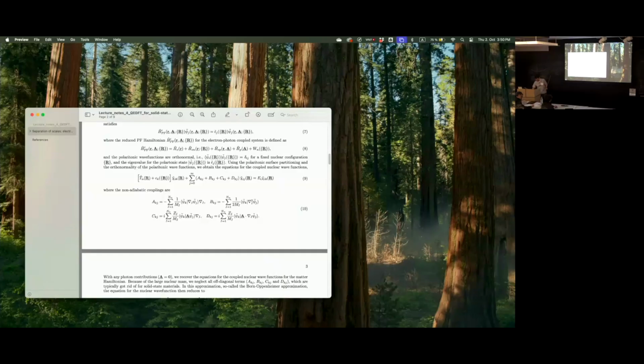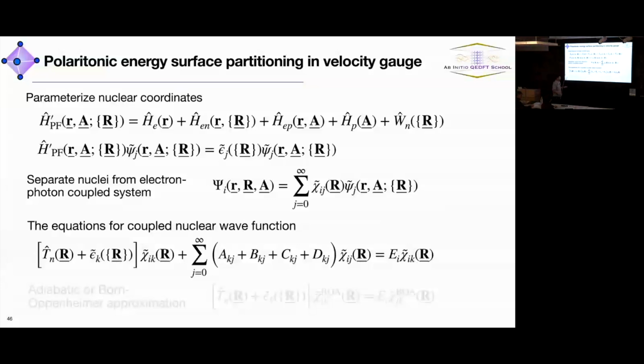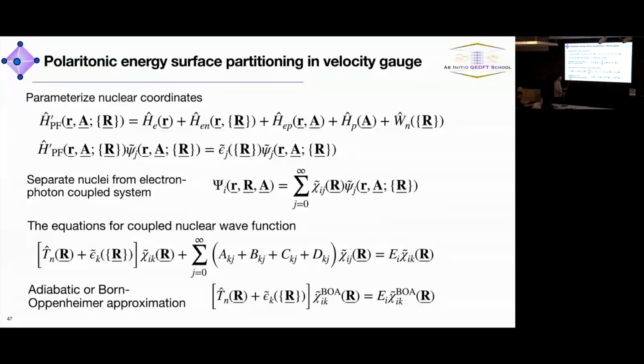So let's go back, almost there. Okay, so we assume that the mass is quite large. So we can use the so-called Born-Oppenheimer approximation. And the physical meaning of this one is that now the nuclei are sitting on a potential energy surface. But this potential energy surface is constructed by the electron and the photon together. So it's called the polaritonic energy surface. Okay. Yeah.